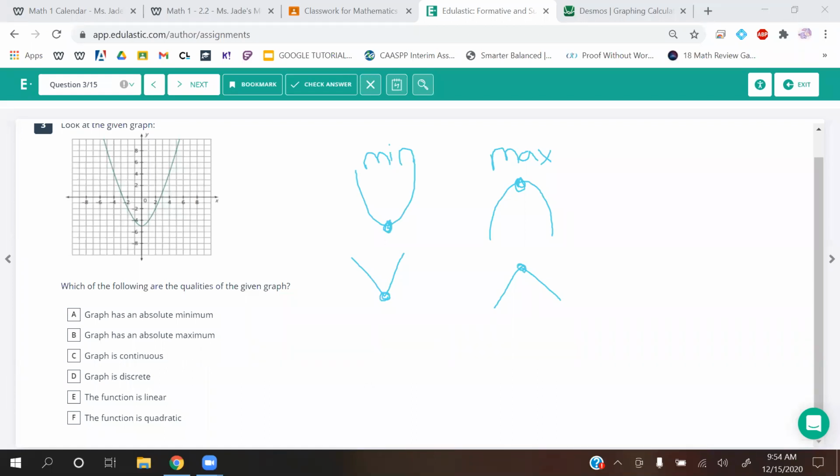So which one do we have? You can type it in the chat. Minimum or maximum? You can use MIN or MAX to be short. All right, good. I see at least four of you have typed minimum. Good. We have a minimum here, right over here. That's a minimum. Good job. Let me clear the drawings. We have an absolute minimum.